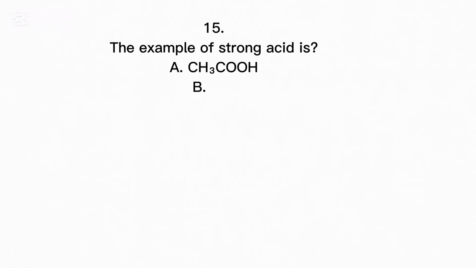Question 15. An example of a strong acid is A. Methanoic acid, B. Hydrochloric acid, C. Ammonia, D. Sodium hydroxide. So among these options, which one is the correct answer? In these options, we only have two acids. The acids are A and B.